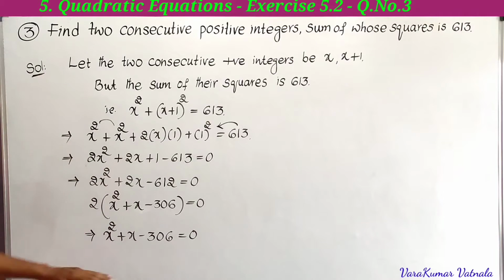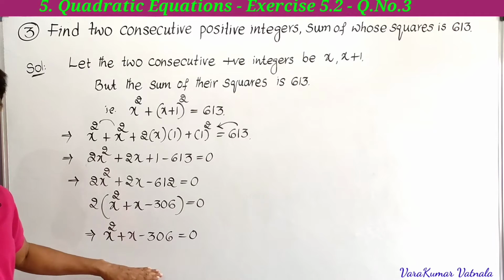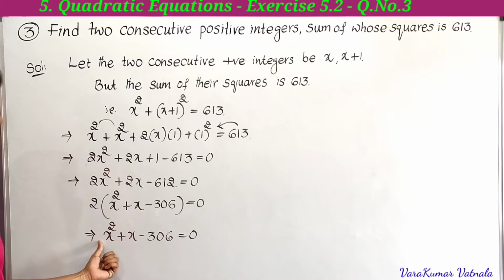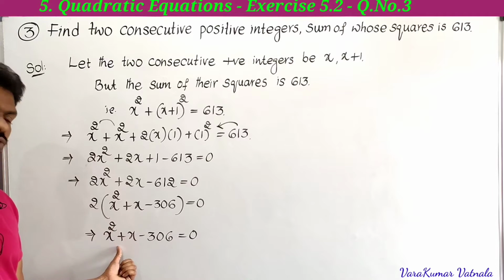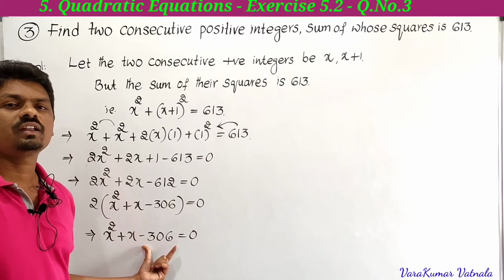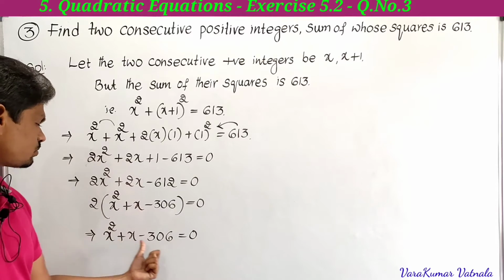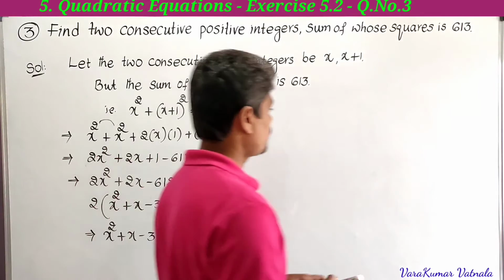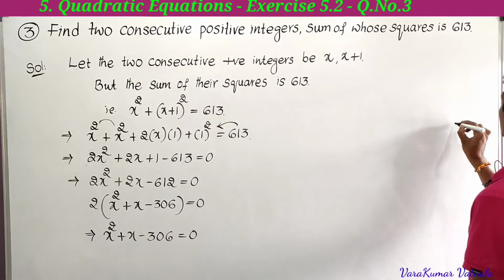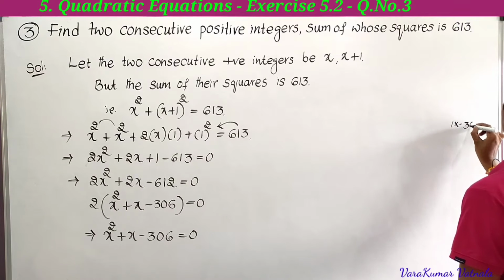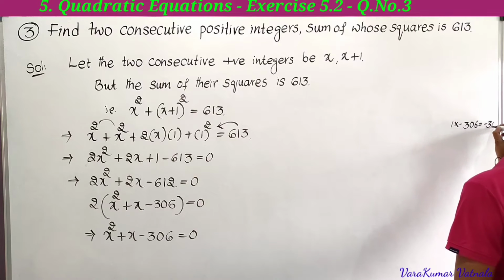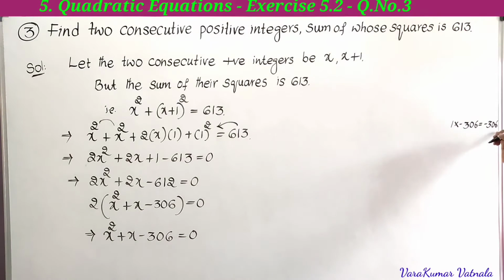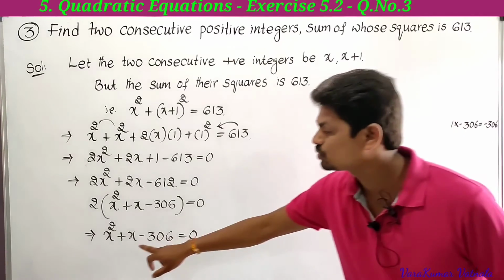Now this is the quadratic equation formed from the given situation. Now we have to solve this. Here the x square coefficient is 1, x coefficient is 1, constant is minus 306. Multiply the x square coefficient with the constant: 1 into minus 306 we get minus 306. Now we have to resolve 306 into two factors. The condition is their product should be minus 306 and sum should be plus 1.